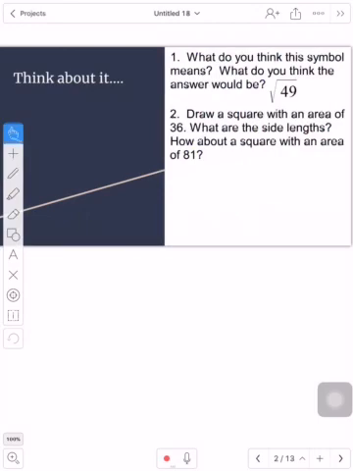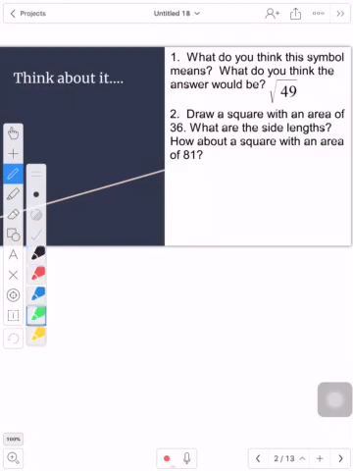So what I want you to think about is what does this symbol mean that you see next to question number 1, and what do you think the answer would be? And then once you think about that, I want you to draw a square with an area of 36 and figure out what its side lengths would be, and then how about one with an area of 81. So go ahead and think about that for now and pause this video.